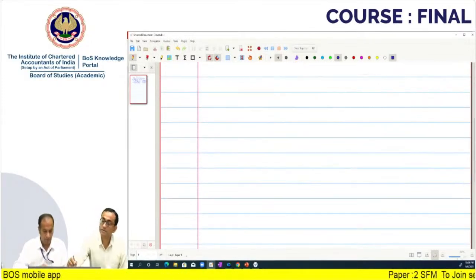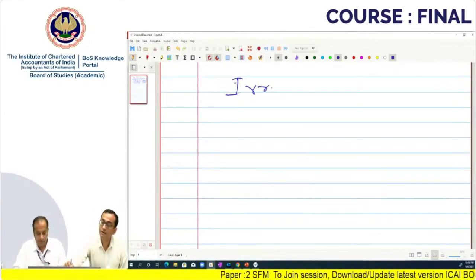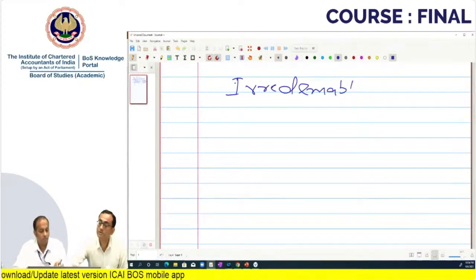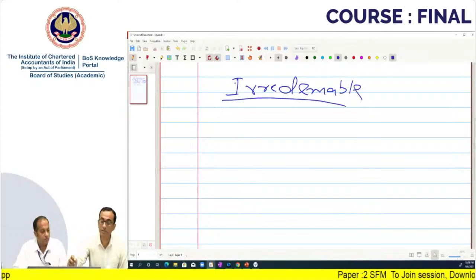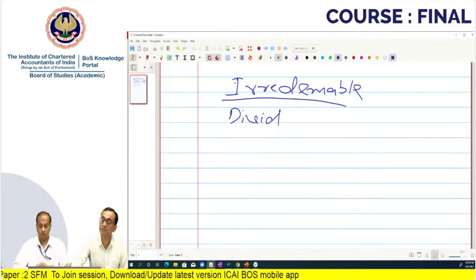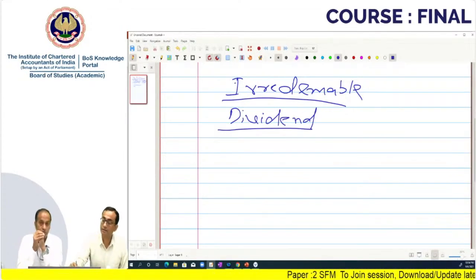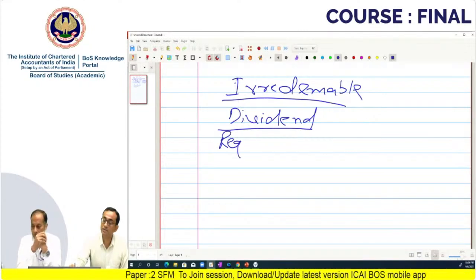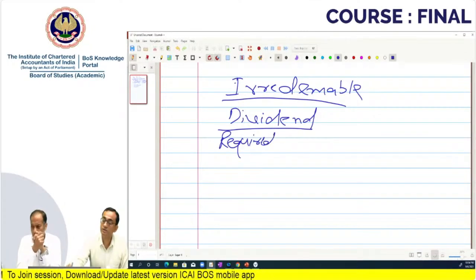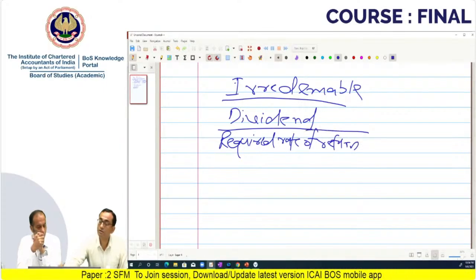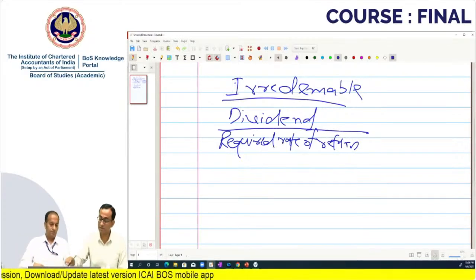And in the case of irredeemable, if the preference shares you have invested in are irredeemable, then the simple formula is: the dividend will be the same, because it will be perpetual, and you apply the discount rate, which is the required rate of return on the preference share. The formula is very simple.